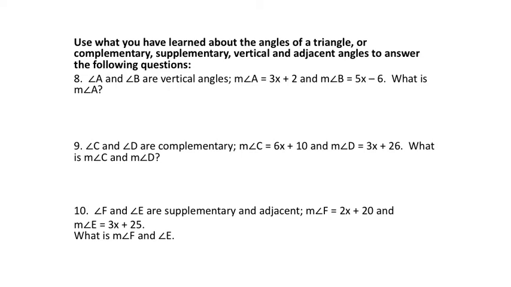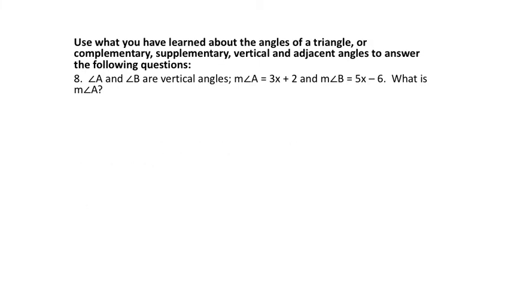All right. We're just going to do number 8 on this one, and then we'll do number 9 and 10. We're going to do them separately because I need the space on this. Okay. So it says angle A and B. Remember, that's an inappropriate way to label your angles, but here it is, okay? And also remember the M in front of the angle symbol means that we're measuring the angle. Measure of angle A is this expression. Measure of angle B is this expression.